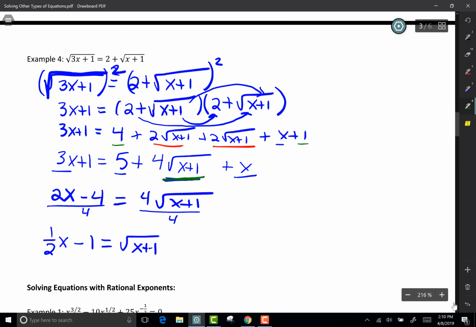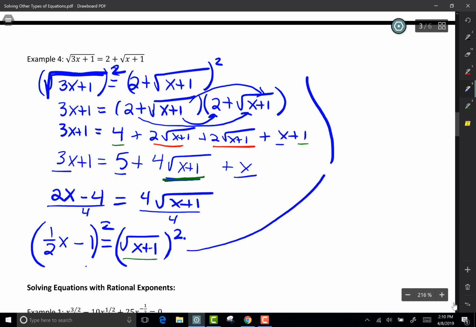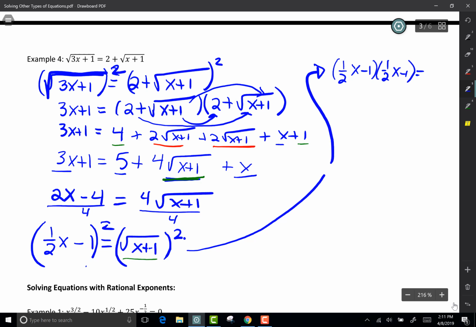So now I have that square root isolated, and I'm going to do this one more time. I'm going to square both sides. Kind of running out of room here. So I have 1/2 x minus 1 times 1/2 x minus 1 is equal to, and then the square root of x plus 1 squared is just x plus 1.